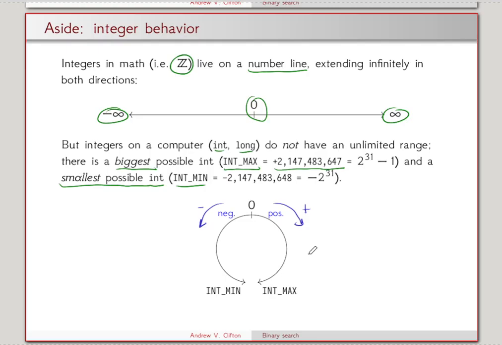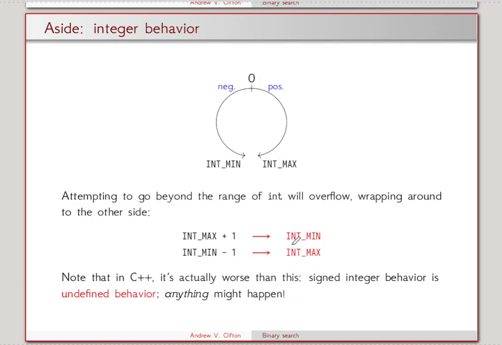So what happens if you try to go too far in the positive direction or too far in the negative direction? Well, the way I've drawn this as a circle suggests what happens. You loop around to the other side. So if you do int max plus 1, it takes you over to int min. And if you do int min minus 1, it takes you over to int max. That's called overflow. You're trying to make a number that is bigger than an int can hold, and it will wrap around to the other side.